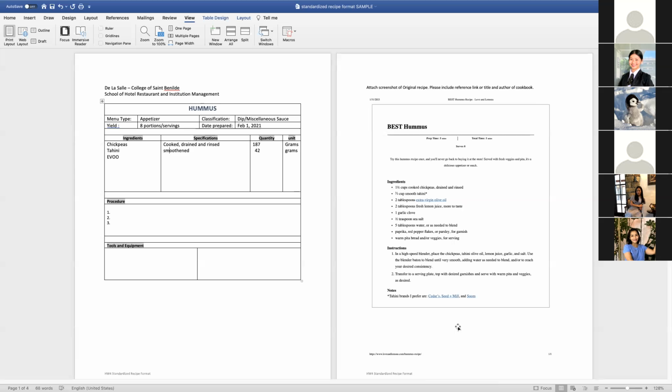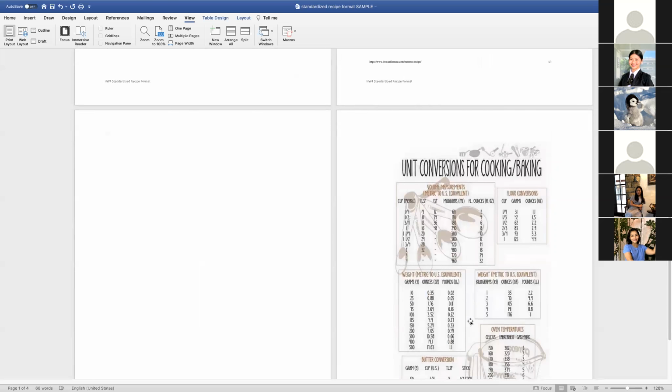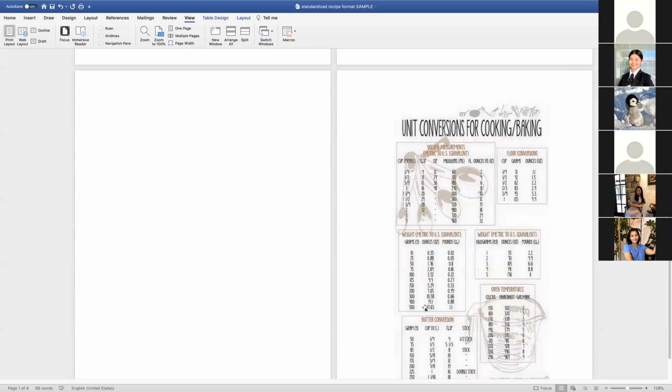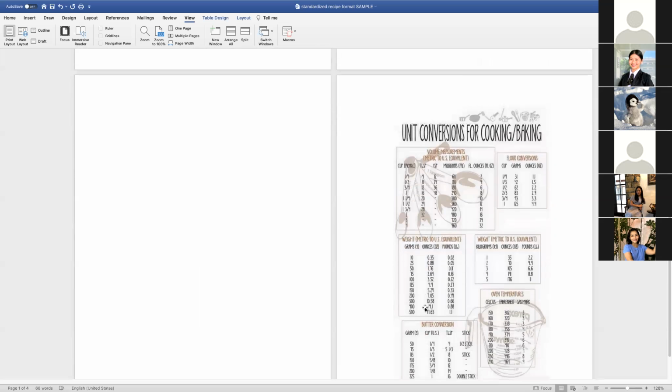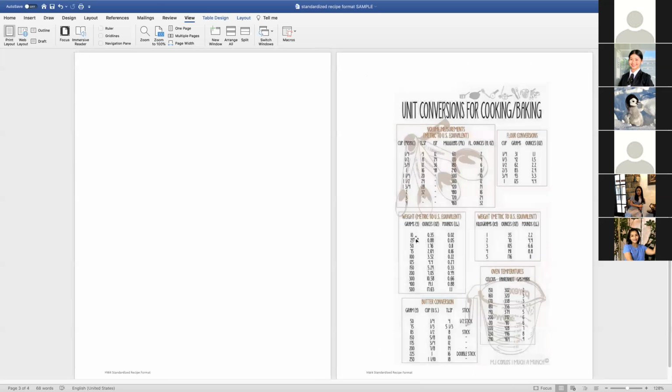2 tablespoons. Okay, EVOO is a liquid. So what is 2 tablespoons? It's given here. There. It's so small. So 2 tablespoons. It says here that 4 tablespoons is equal to 60 grams.